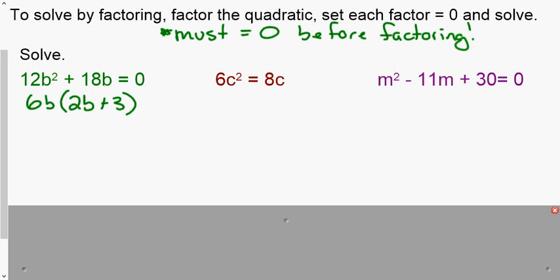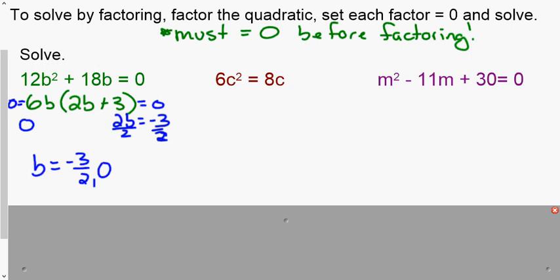That's the factoring part. Again, the solving part is where you set each factor equal to 0 and you solve. So you divide by 6 and you get 0. You're going to subtract 3, so you get 2b equals negative 3. Divide by 2, so you get b equals negative 3 halves and 0.